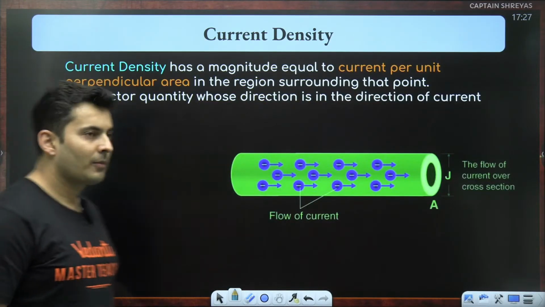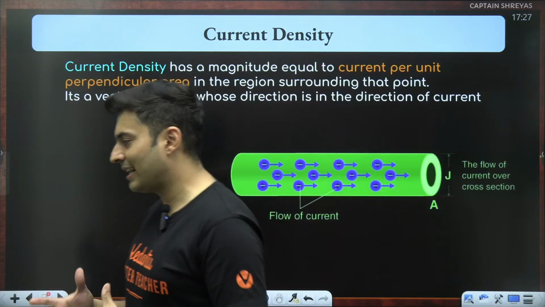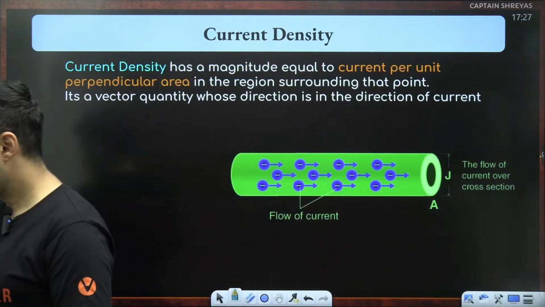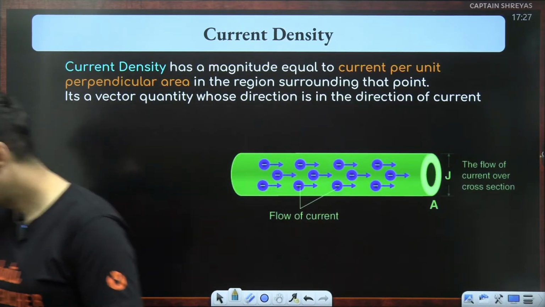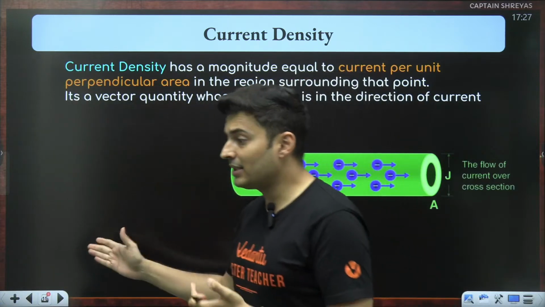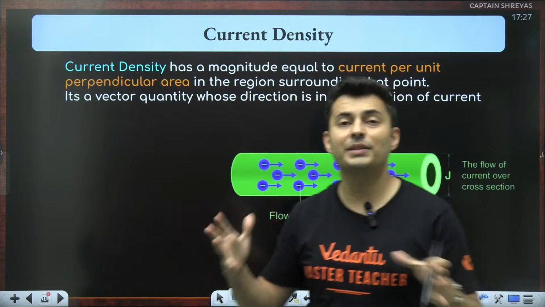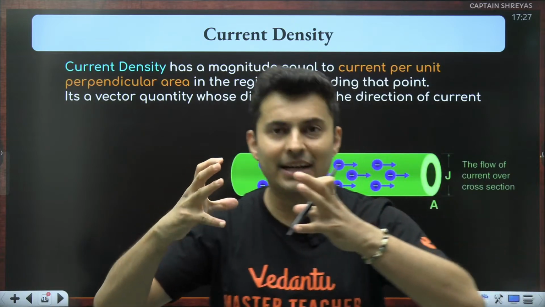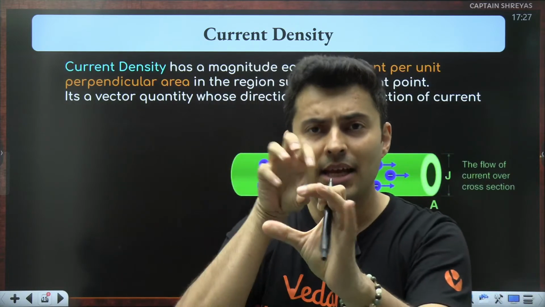Okay, now let's go to the next concept, that is current density. Like I said before, in fact, in one of the H.C. Verma questions also, density of the current is how closely packed the charges are when they are flowing inside a wire.